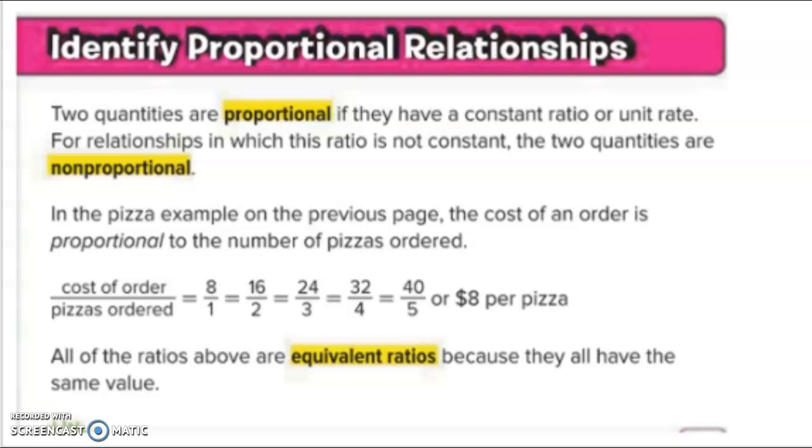And then there's an example about the cost of pizzas. $8 is how much it costs for one pizza, $16 for two pizzas, $24 for three pizzas, and you can see it goes down the line. However, all of those fractions or ratios can be reduced to $8 per pizza. And then it just says that the ratios are equivalent. And again, they're equivalent because they all reduce down to the same thing.